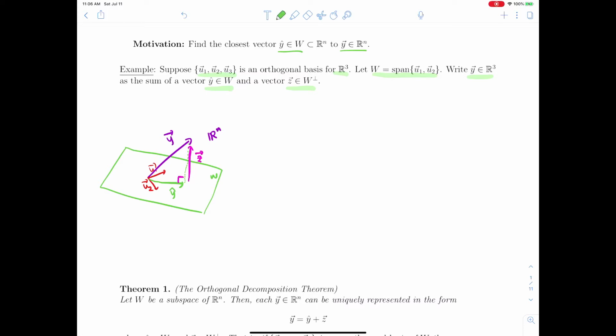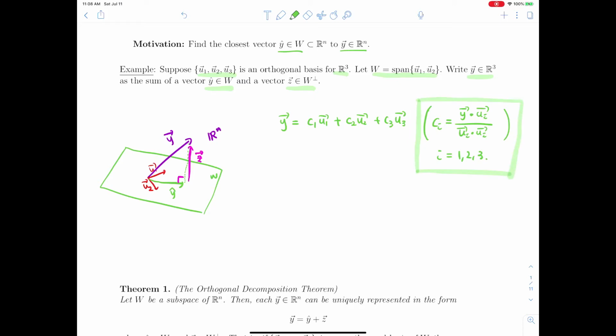Because u1, u2, and u3 is a basis for R3, we can write y as a linear combination of these three vectors. So this equals c1 u1 plus c2 u2 plus c3 u3. And here the coefficients are given by y dot product with ui divided by ui dot product with ui. We call this the orthogonal coefficient or the projection coefficient for the given vector. You want to keep this handy because we're going to use this over and over again.